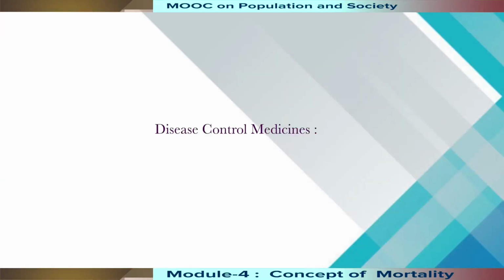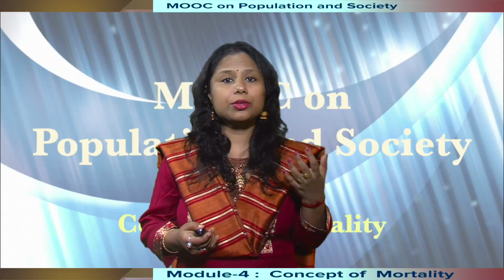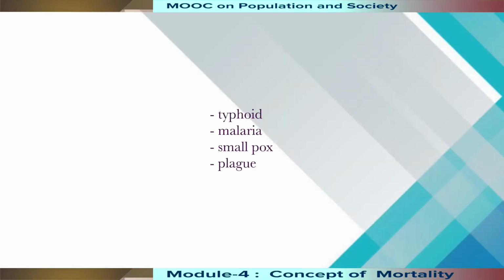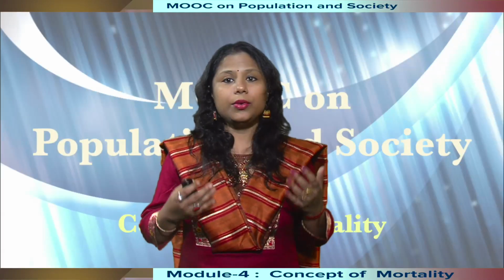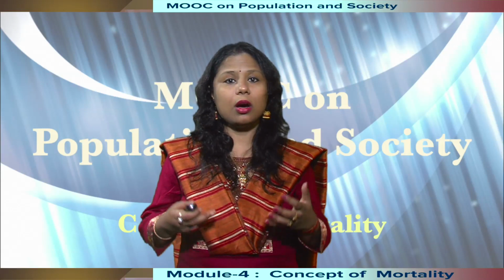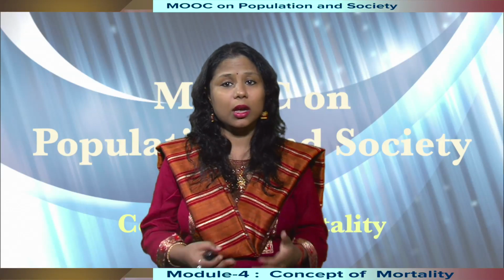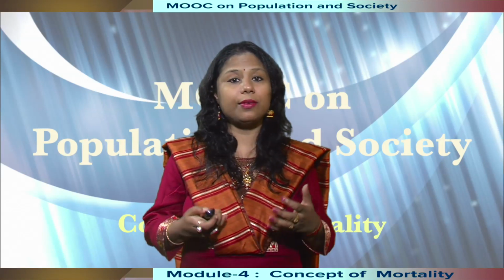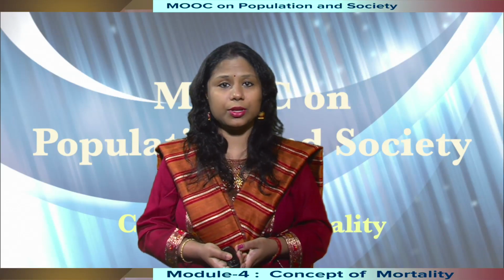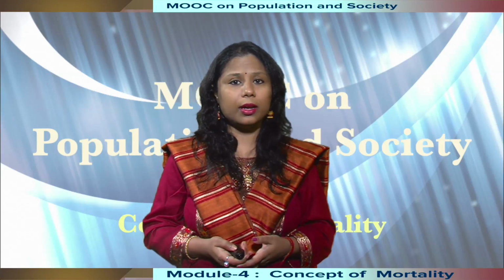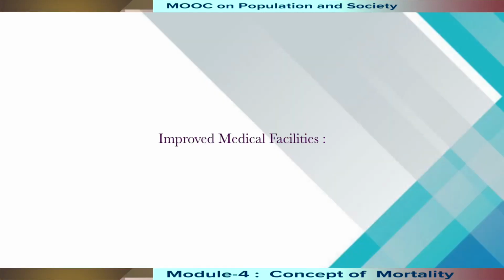Disease control mechanism is another factor behind declining death rates. Most of the countries today have achieved great control over pandemics like typhoid, malaria, smallpox, plague, etc. The recent COVID pandemic also testifies how advancements in medical sciences have helped in finding out medications and vaccines to fight the COVID-19 virus, thereby saving thousands of lives and bringing the situation under control. Disease control mechanisms play a great role in declining mortality. Improved medical facilities is also another reason behind a declining mortality rate.